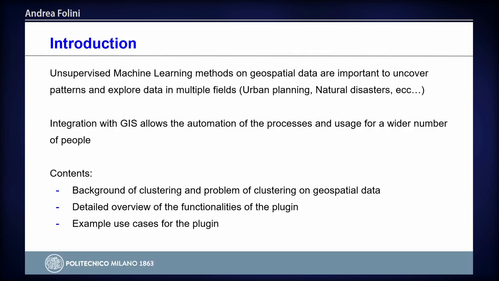The application of unsupervised machine learning to geospatial data is important to uncover hidden patterns in the data and for data exploration in multiple fields, such as urban planning or anomaly detection for natural disasters and so on. And the integration of these methods with GIS software allows for the automatization of the processes, and also allows a wider range of users to access these methods.